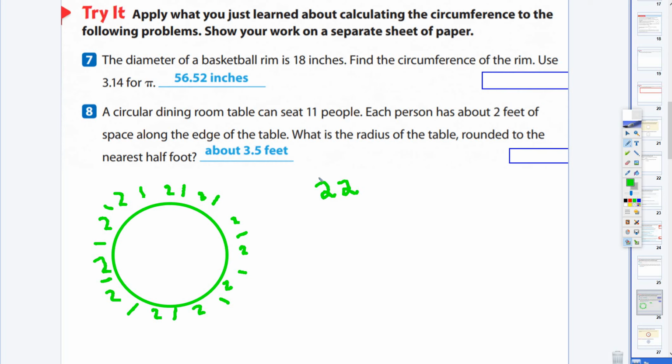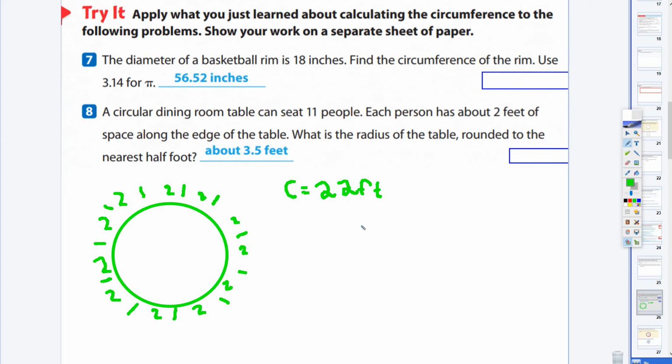What does that 22 stand for? Well, if it's on the outside, then it's the circumference. So the circumference is 22 feet, right? Because they're dealing with feet. So it's 22 feet. All right, let me use the units. You can use the units for this, 22 feet. Okay? And now it says, what is the radius of the table?